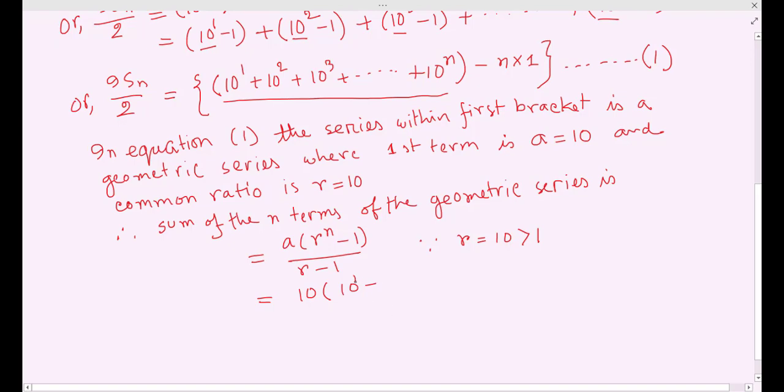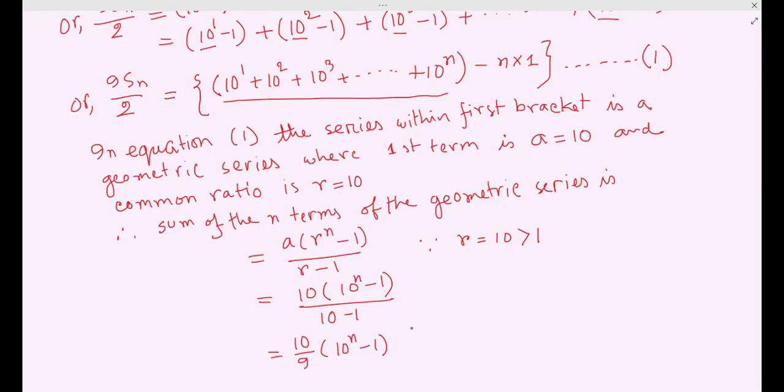into the power n minus 1 divided by the value of r, which is 10 minus 1, which is equal to 10 by 9 into 10 to the power n minus 1. Now this is the sum of the n terms of the geometric series which is in the first bracket.